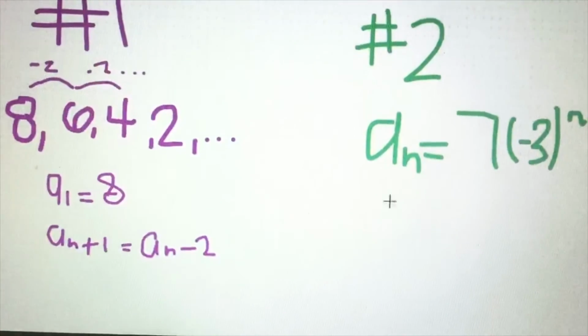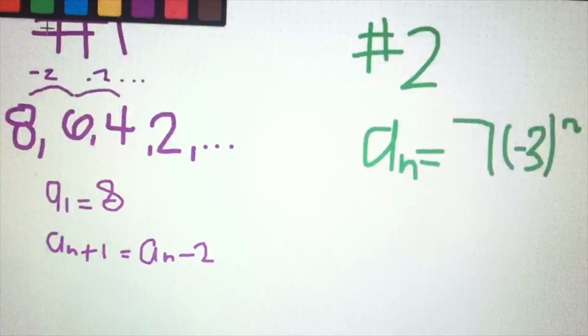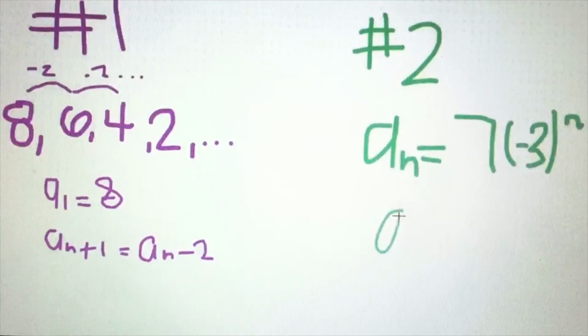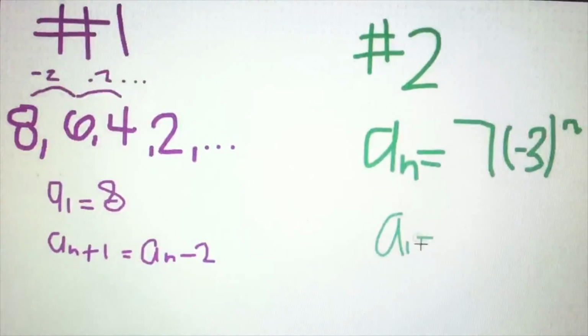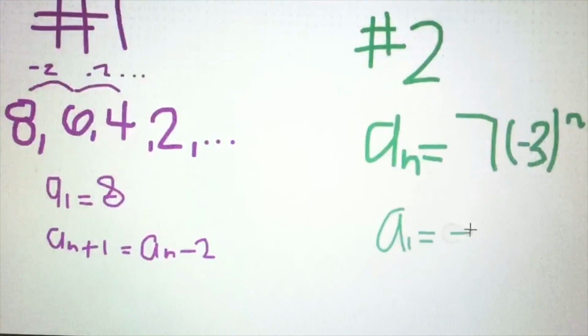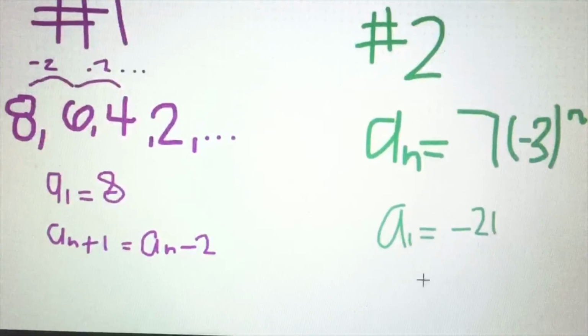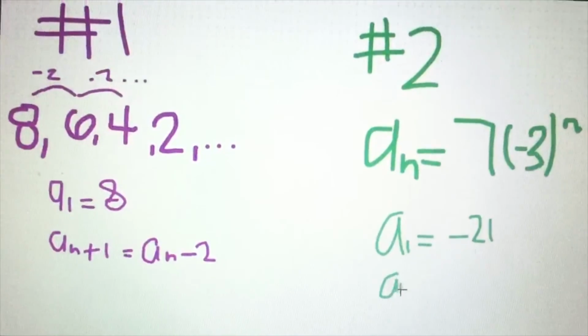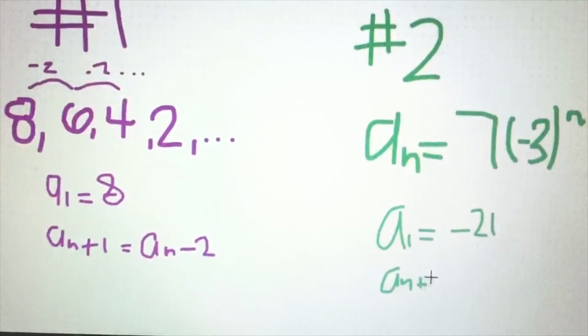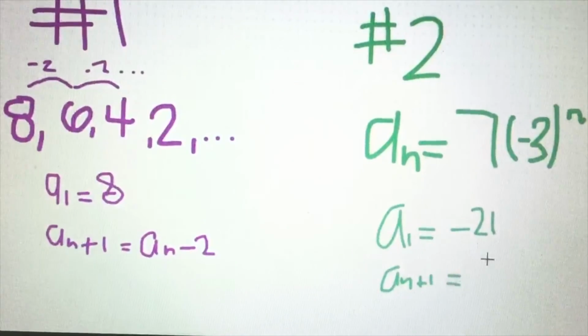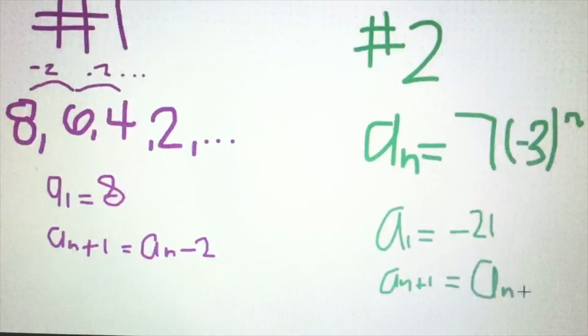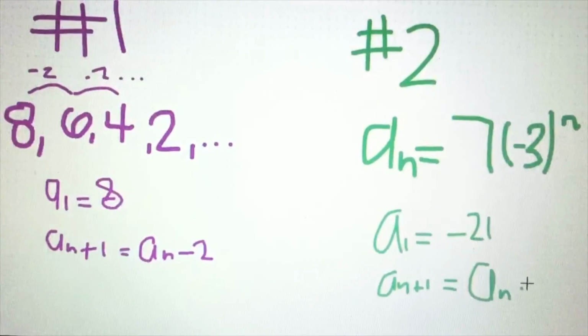And for the second equation, you should have gotten b of 1 is equal to negative 21, and b of n plus 1 is equal to b of n times negative 3.